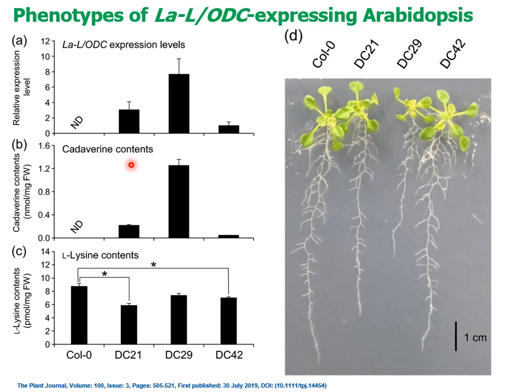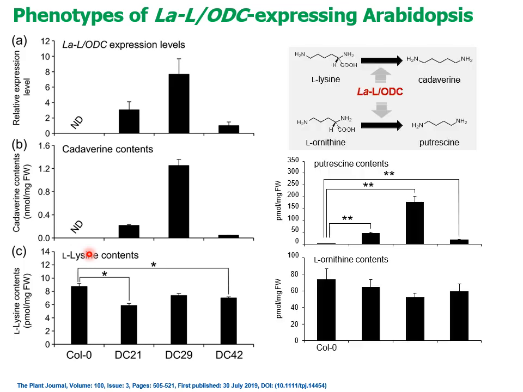Cadaverine, a new molecule, is produced in Arabidopsis and the root length has changed. Now remember, LODC has dual function. It can take lysine, it can also take ornithine. So we also checked putrescine content and we can see that putrescine level is also increased. Interesting, isn't it? And like lysine, ornithine level showed a similar pattern.